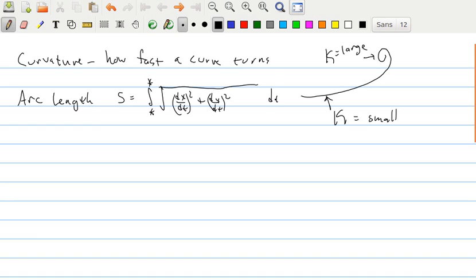dt. Now in 3 dimensions, we do what might come natural. You just add the derivative of the z to this also, squared. So the difference between 2 dimensions and 3 dimensions is just the extra derivative of the z term. Let's look at an example of this.